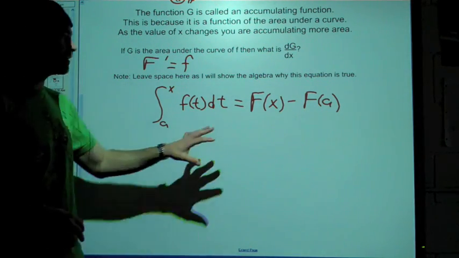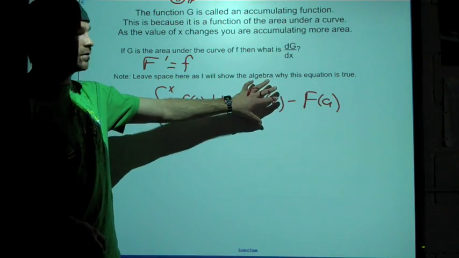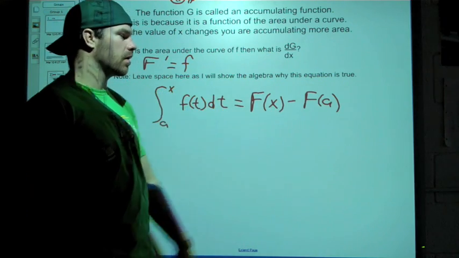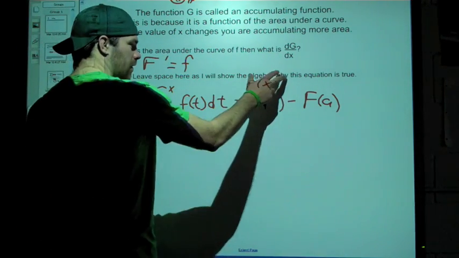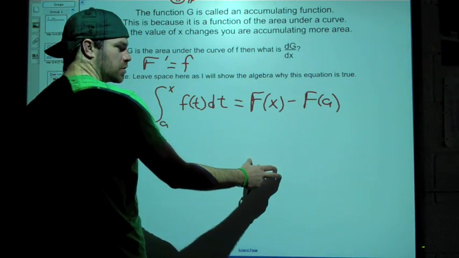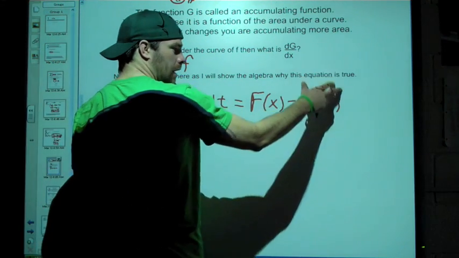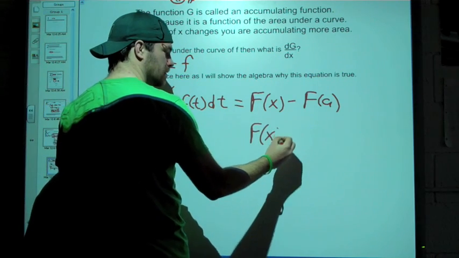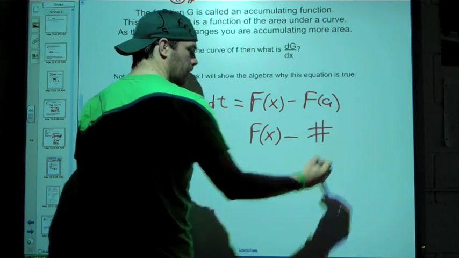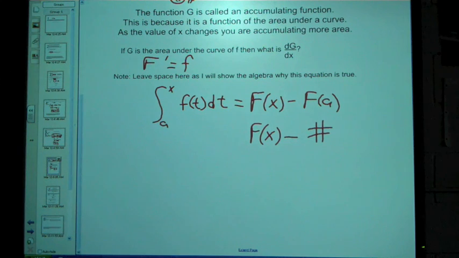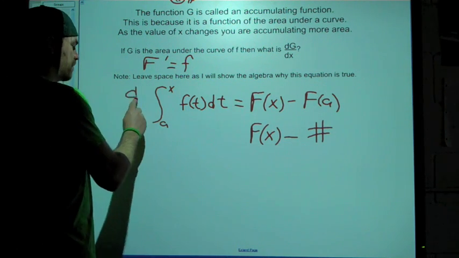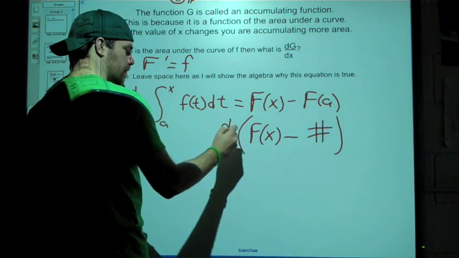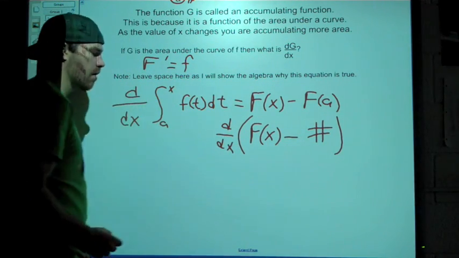So this means I found the antiderivative, I plugged in the letter x. And this means I found the antiderivative and I plugged in some number. Remember, a is a number. Okay? So what did I get? Here I got some equation, some function with x's in it. Here I got, when I plug in a number, I get a number. So I got whatever f of x is minus some number. Right? So now, if I want to find the derivative of this, that's the same as finding the derivative of this.